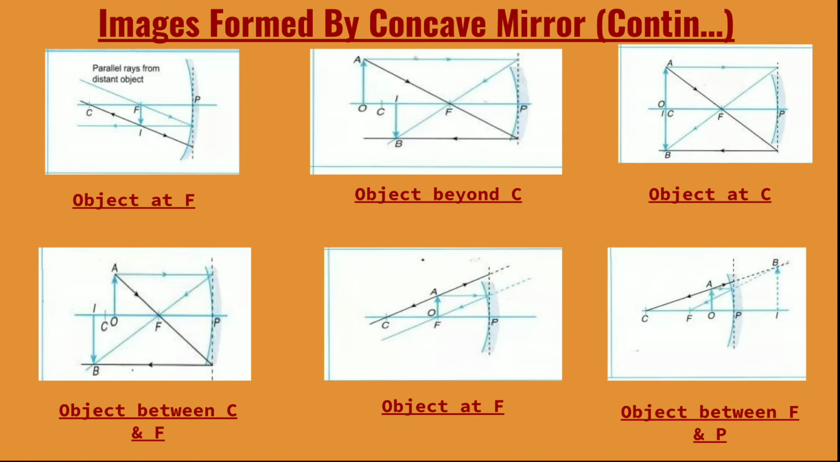See, from these pictures you can see the nature of the image, how it is formed and where it is formed, where the object is placed: at F, at C, beyond C, then between C and F, object at F, and this will be the object at infinity, and here this will be object at F, and this will be the object between pole and focus. So please go through this. If you have any doubt, please let me know.